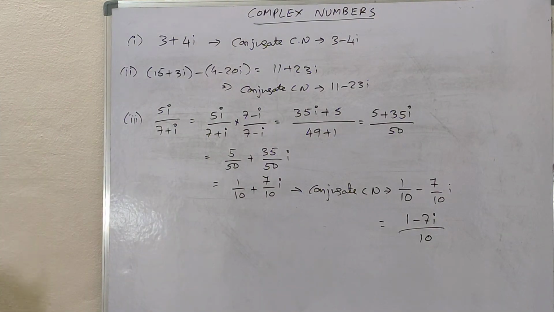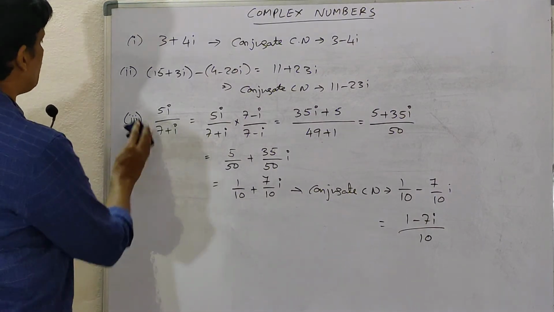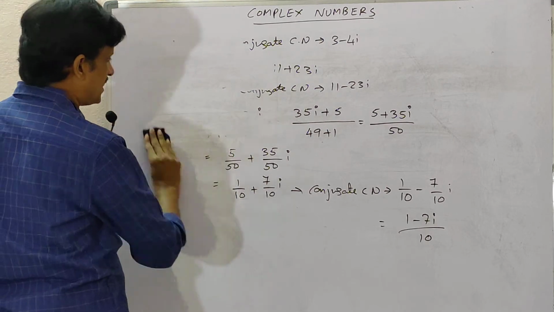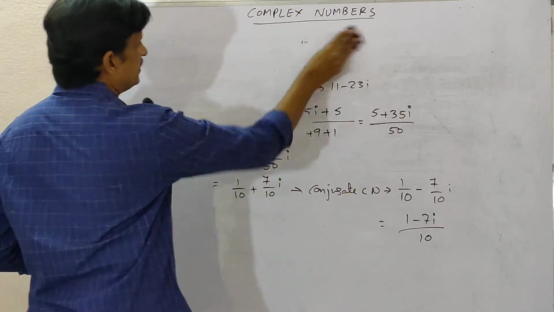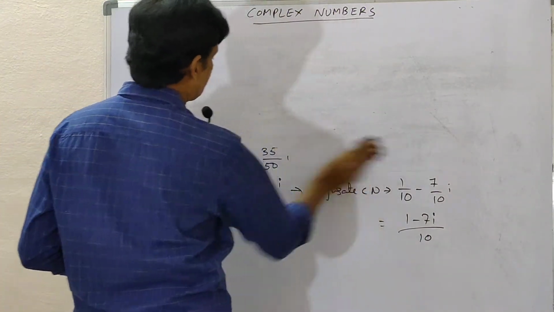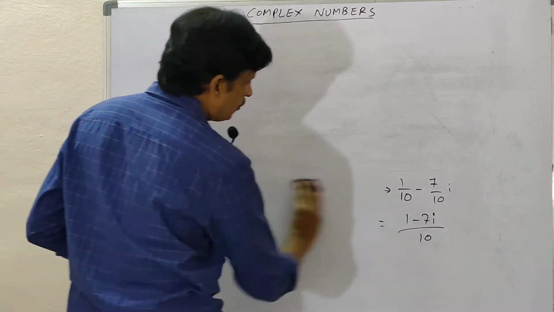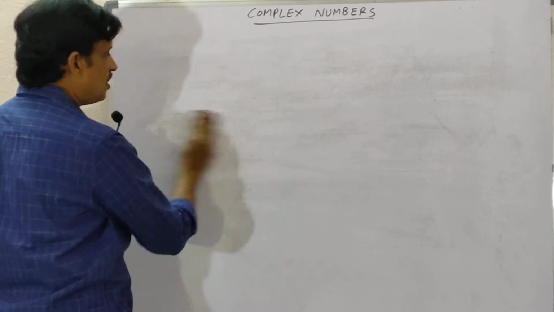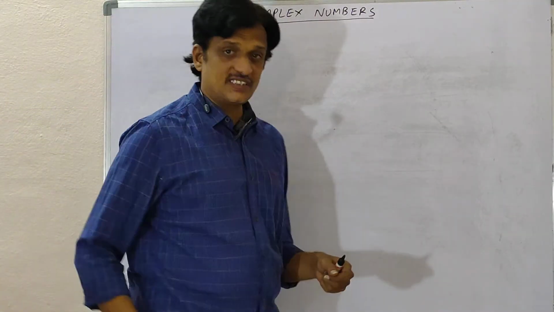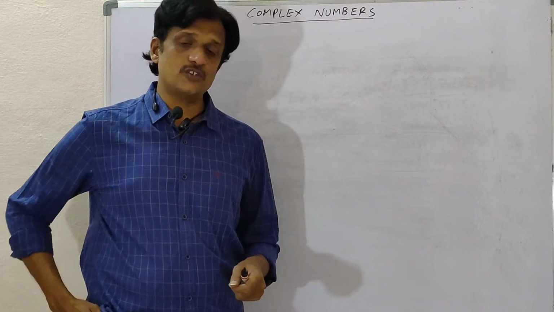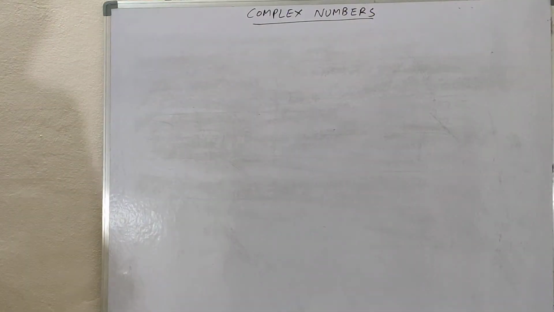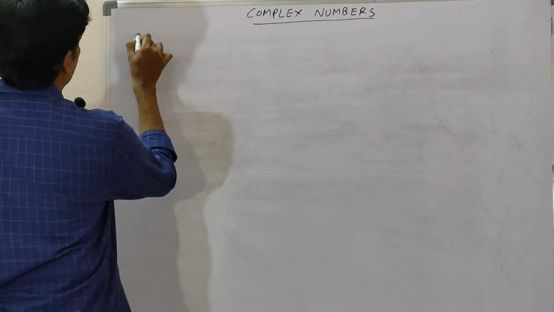And now the next one is find the square root of the given complex number. How to find the square root of a complex number? That is the next concept. It is very much similar to finding the square root of a surd, which is of the form a plus root b. And here the given one is find the square root of 7 plus 24i.